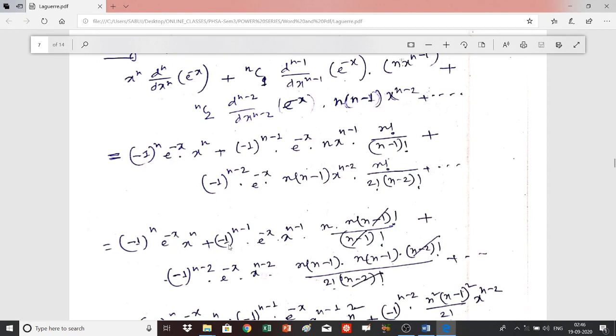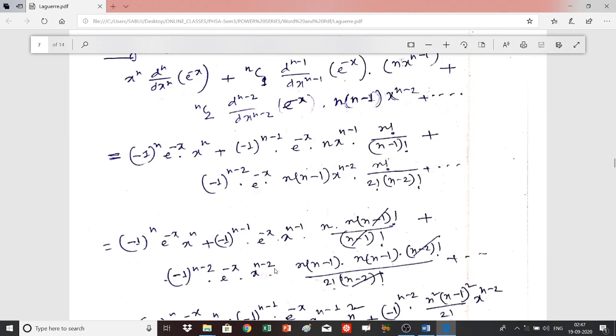The second term is minus 1 to the power n minus 1, then e to the power minus x, then x to the power n minus 1, and this n is written here, and n factorial can be written as n into n minus 1 factorial, and in the denominator there is n minus 1 factorial, and then plus this term, these and these are written here.